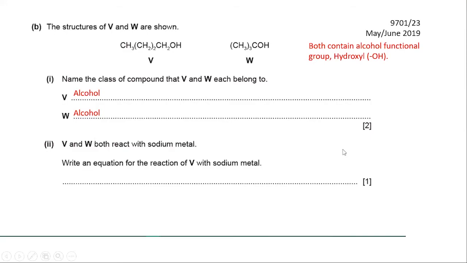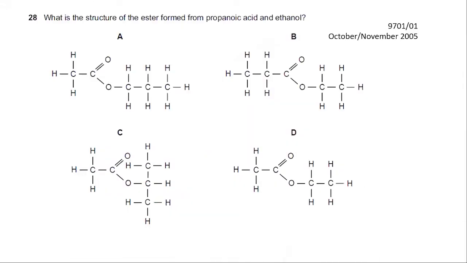Number 2, V and W both react with sodium metal. As our topic, react with sodium metal. Now, I'm going to teach you how to write the equation for it. Bam. So that's how it reacts in an equation, supposedly. To the next question, we're going to discuss esterification. Another question from the past paper from 2005. What is the structure of the ester formed from propanoic acid and ethanol?